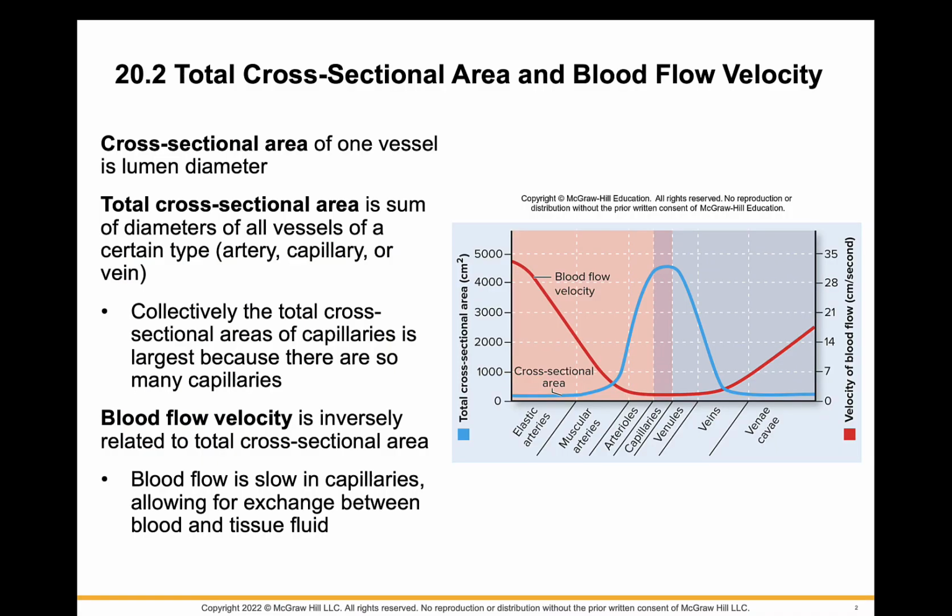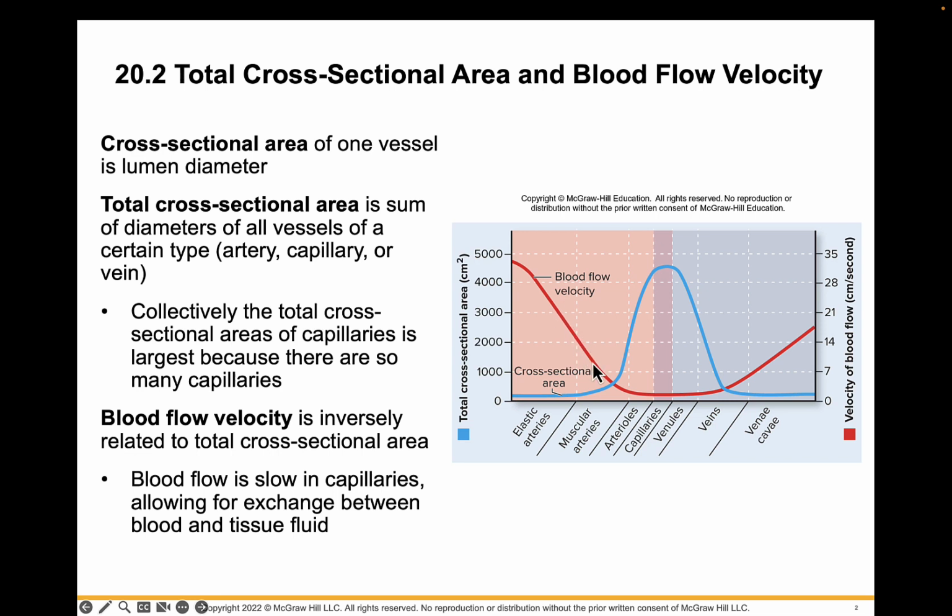Now, the first slide that we're going to take a look at, this is a really important image. What we have here is the relationship between total cross-sectional area and the velocity of blood as it's moving in vessels. Unsurprisingly, in the arteries and the larger arteries in particular, we see the greatest velocity. As we start to get further away from the heart, we see a decrease in velocity.